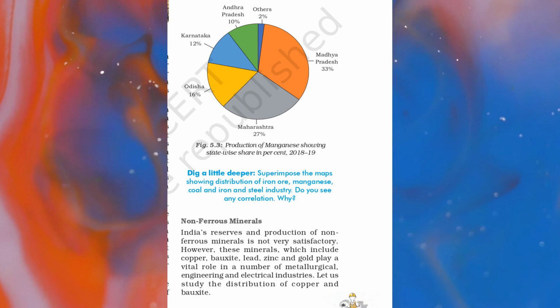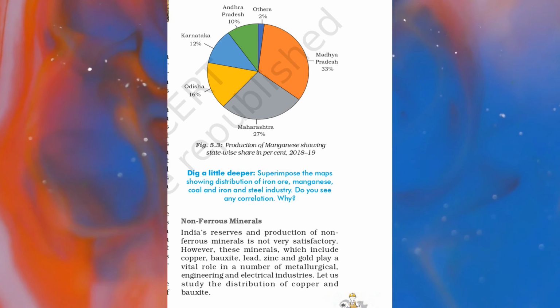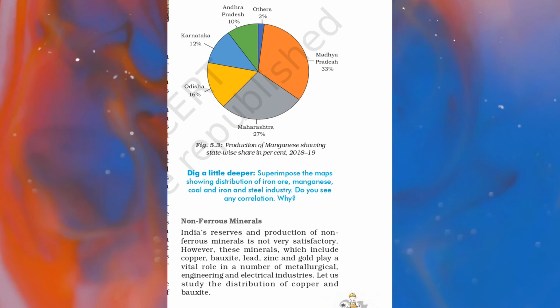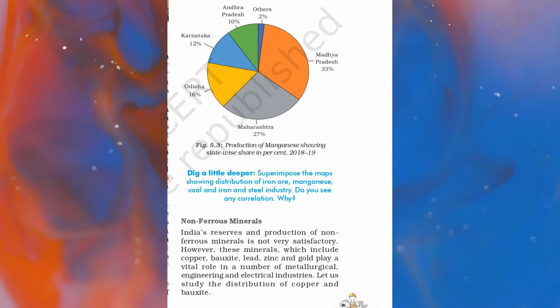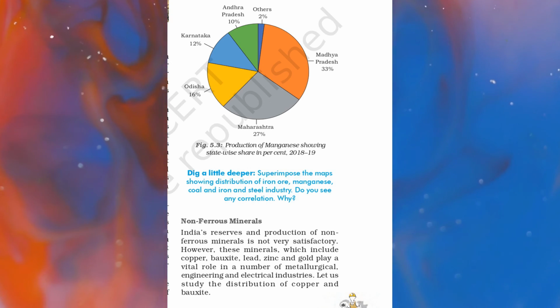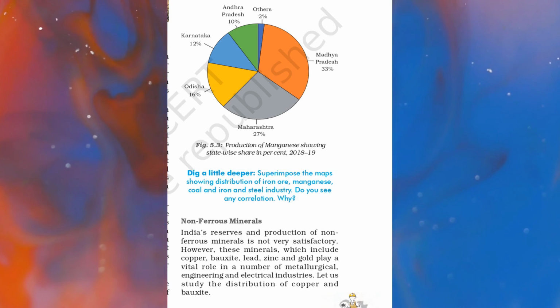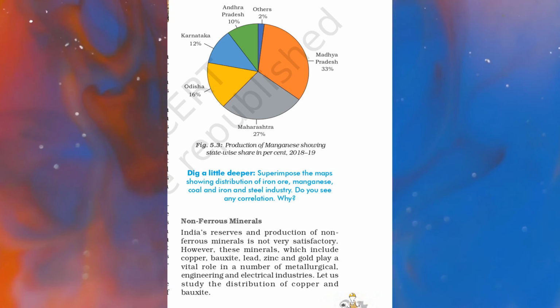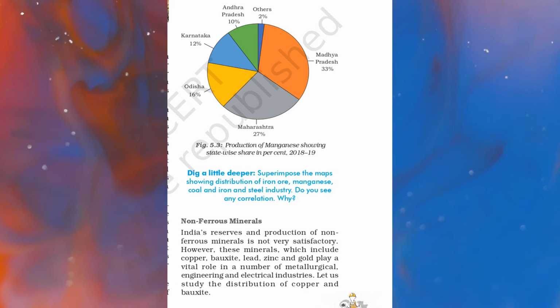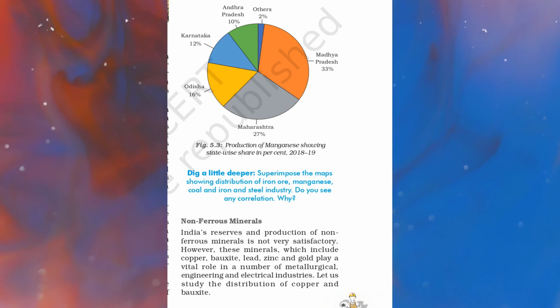Why? Non-ferrous minerals. India's reserves and production of non-ferrous minerals is not very satisfactory. However, these minerals, which include copper, bauxite, lead, zinc and gold, play a vital role in a number of metallurgical, engineering and electrical industries. Let us study the distribution of copper and bauxite.